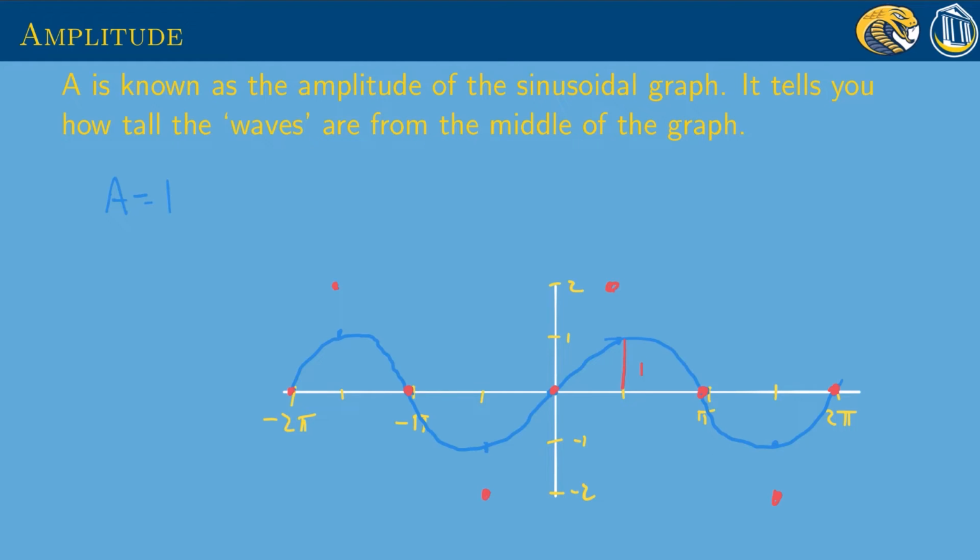If we change a, let's say we make it twice as big, a equals 2, we'll notice this makes the function twice as tall, and we can draw our graph by taking every point from the blue graph and multiplying it by 2. Now the distance from the middle of the graph all the way up to the top is 2, and we can see that also measured from the middle of the graph to the bottom. That distance is also 2.